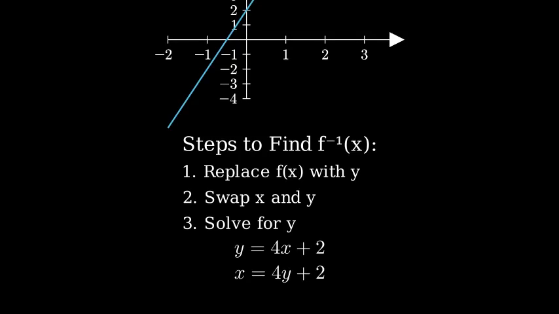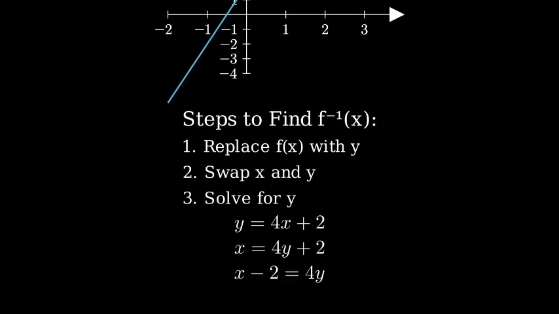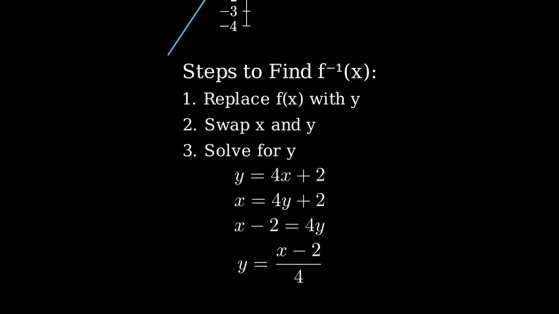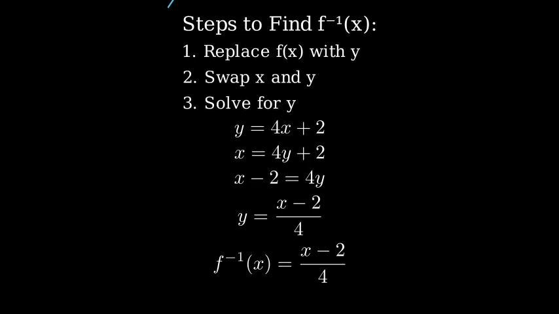Now we solve for y. First, subtract 2 from both sides. x minus 2 equals 4y. Then divide both sides by 4. x minus 2 over 4 equals y. Therefore, the inverse function is f inverse of x equals x minus 2 over 4.